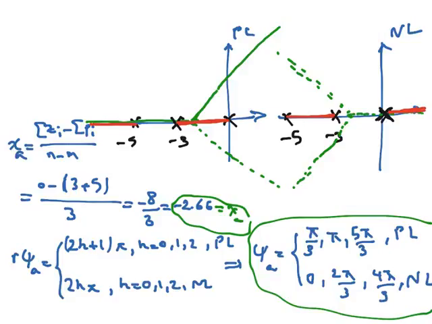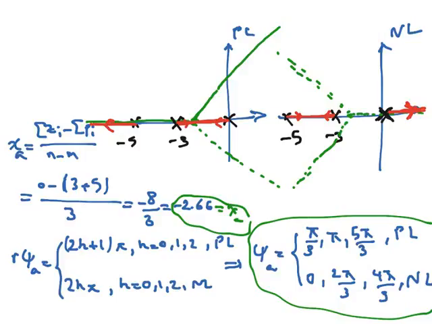So in the case of negative locus, the branches will start from the poles. One of them will start from the pole at the origin, and it will go towards +infinity. And the other two will start at the poles, they will go towards each other, and at some point they will depart the real axis and will go towards the asymptotes. In the case of positive locus, one branch will start at -5, it will go towards -infinity, and the other two branches will start at 0 and -3, they will go towards each other, and at some point they will depart the real axis and go towards the asymptotes.